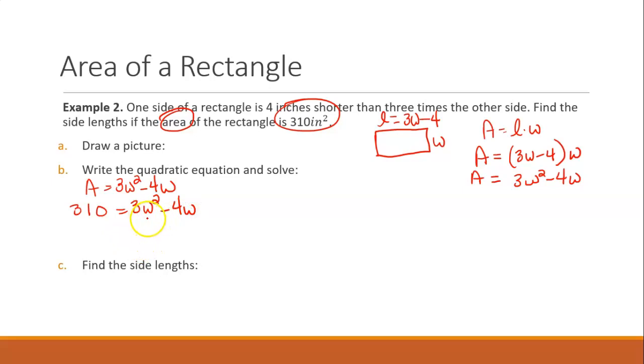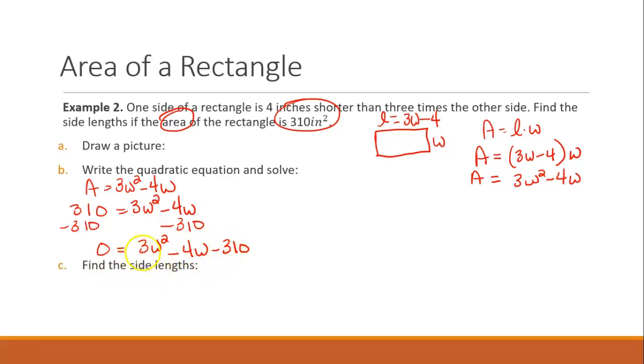Well, this is a quadratic equation because I have a w squared and a w, so the only way to solve that is to get it in standard form. So we subtract 310 from both sides. We get 0 equals 3w squared minus 4w minus 310. Now, this is a quadratic equation in standard form. The only way to solve that is using factoring or quadratic formula.